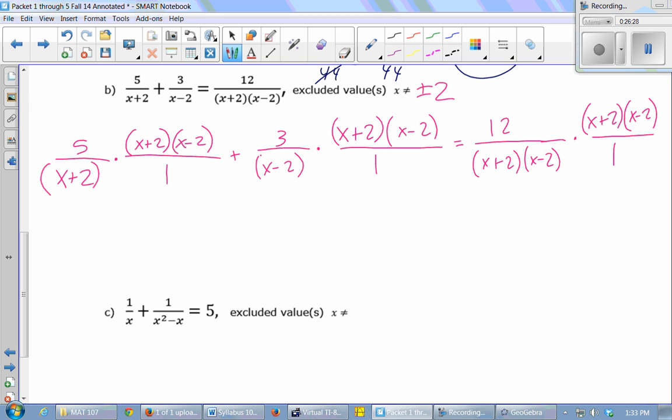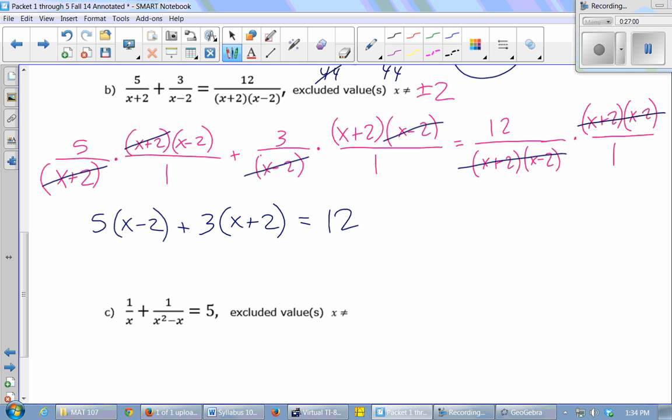Looking at the first term, what cancels? X plus 2, so I've got 1 on top, 1 on the bottom, and I'm left with 5 times x minus 2. Next term, what cancels? X minus 2's, 1 on the bottom, 1 on the top. I'm left with 3 times x plus 2. Term on the right side of the equation, what cancels? X plus 2 and x minus 2. 1 on the bottom, 1 on the top, and I'm just left with 12. That equation, you probably could have solved years ago, right?